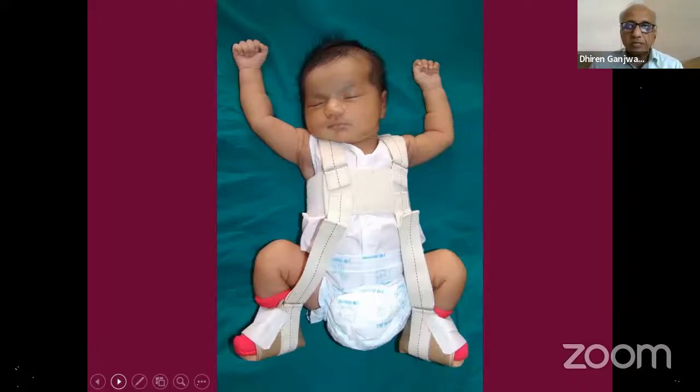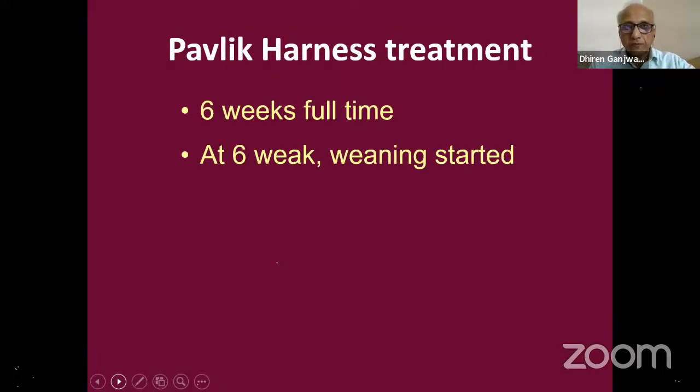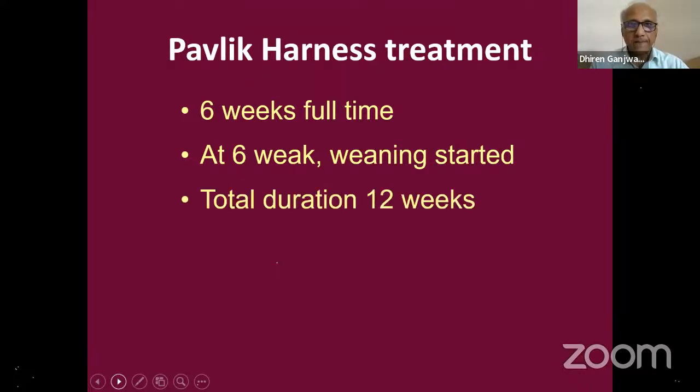The child was treated with a Pavlik harness. With the Pavlik harness treatment, which was given for 6 weeks of full-time use, later on we saw an improvement on the ultrasonography. So at 6 weeks, we started weaning, and gradually we started reducing the duration of Pavlik harness use. The total duration was 12 weeks.